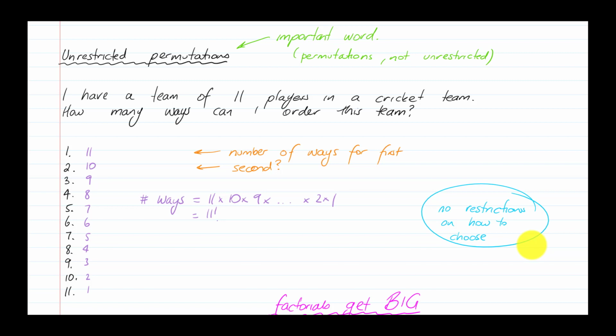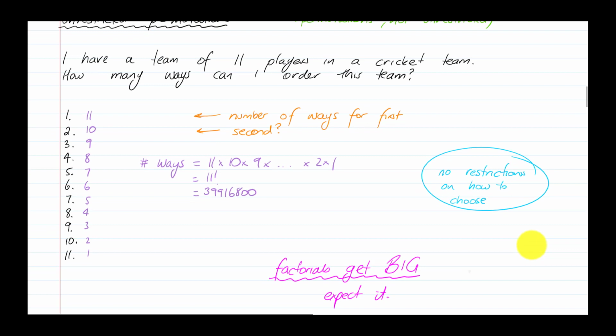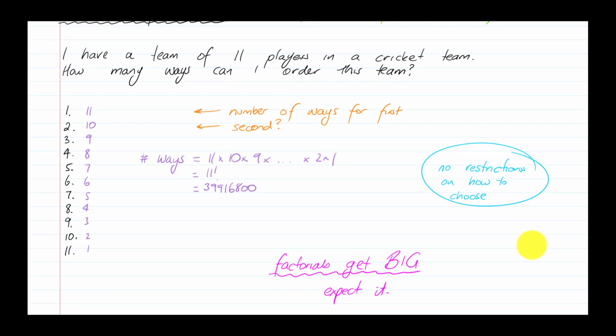And we throw that in a calculator and we get a number like this, 39916800. Yes, as I've said in pink there, factorials get big, expect them to get big. Now, it's important for us to recognise there are no restrictions on how we choose here. In real life, you're probably going to put your better batsman earlier on in the batting order. So if you knew the team, you would probably have more predictable choices, so there might be fewer ways of choosing that team.